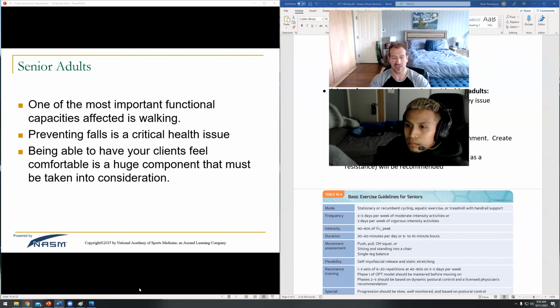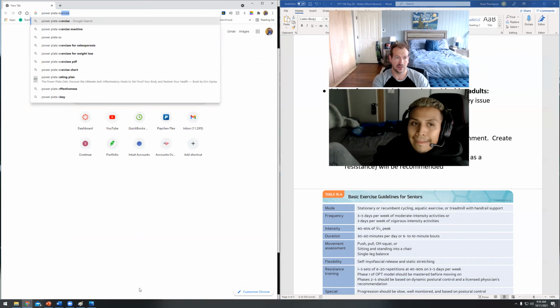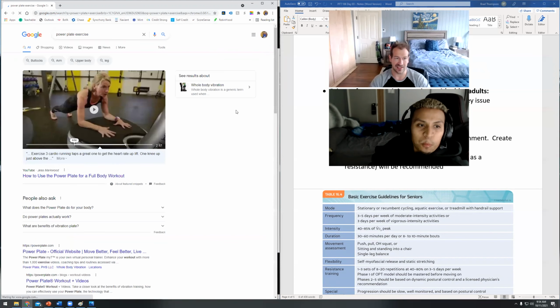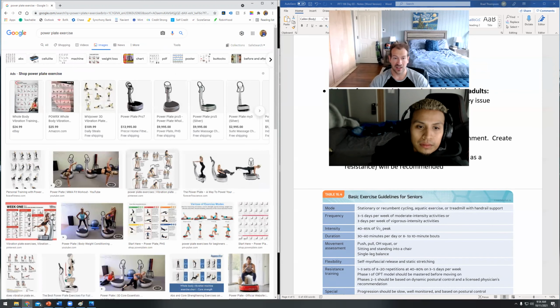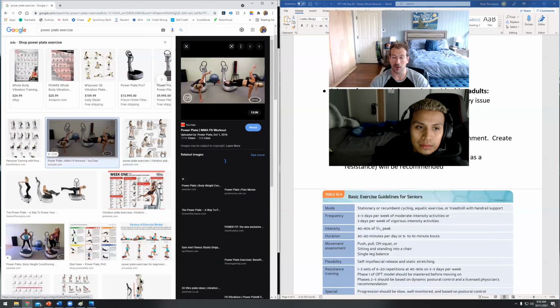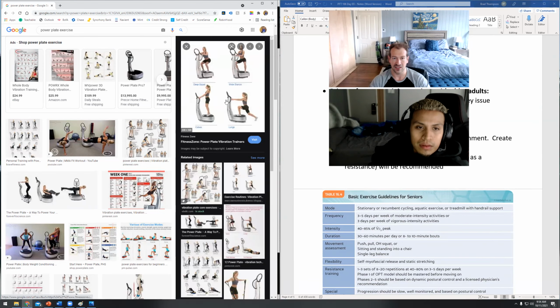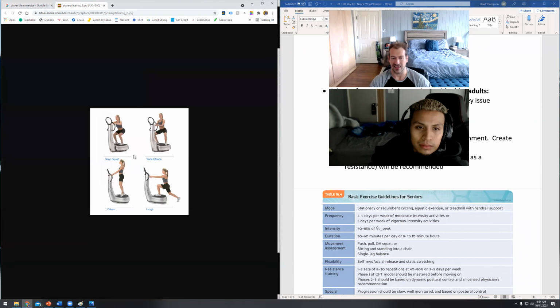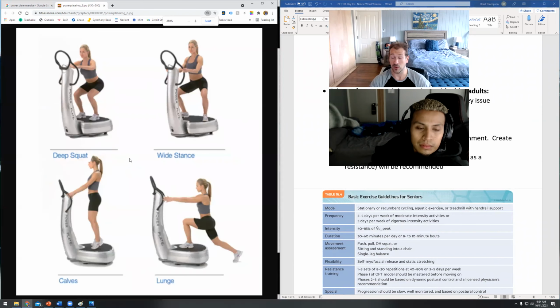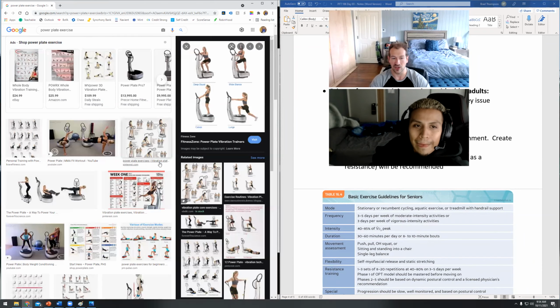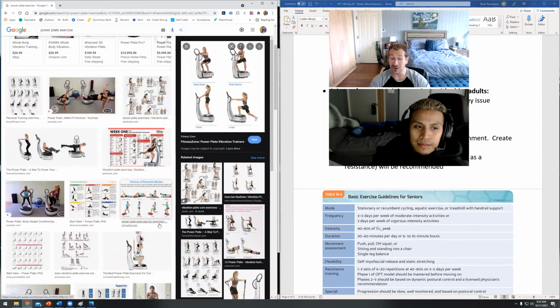That's why you ever see the power plate. The weirdest looking thing. These things are like 10 grand, but it's this machine that vibrates and it's super popular among seniors. It's this little plate here that just vibrates like crazy. It's at a specific frequency. So you get on it and it goes, and you're shaking. But you do your squats, your lunges, your calves, whatever. It is very good for bone density.